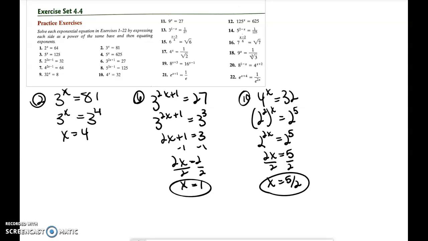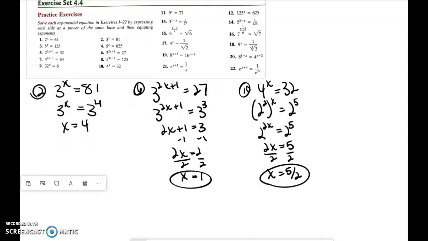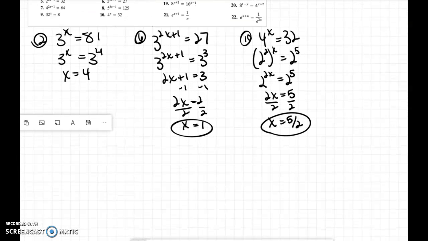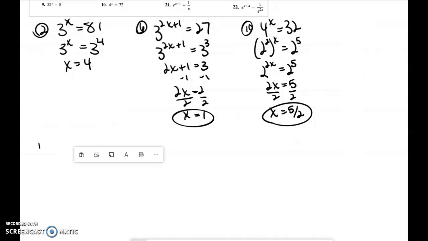14 has a little bit of crazy that happens in it as well. 5 to the 2 minus x and 1 over 125. So this again really just tests our knowledge of exponents here and what we remember that to mean. So it's a base of 5, so life is good. But this 1 over 125.